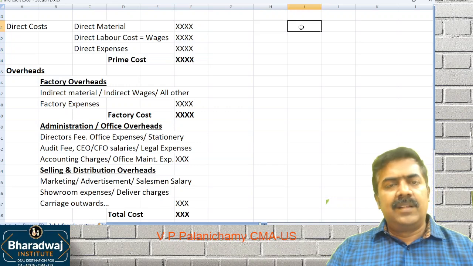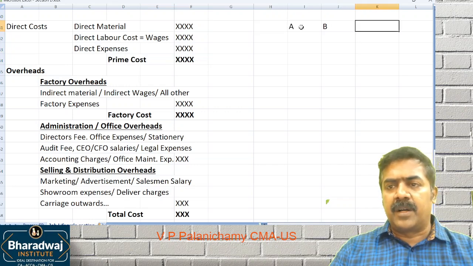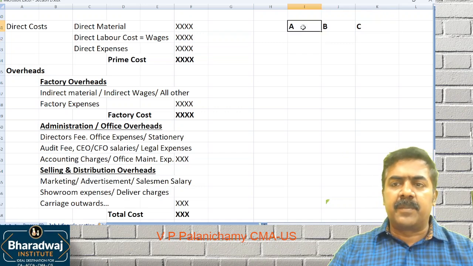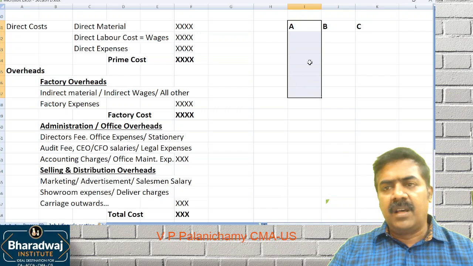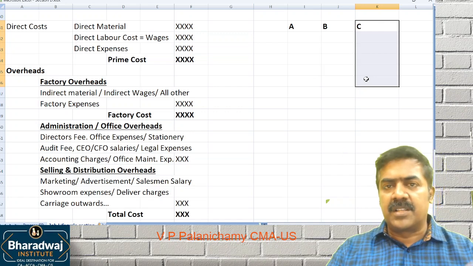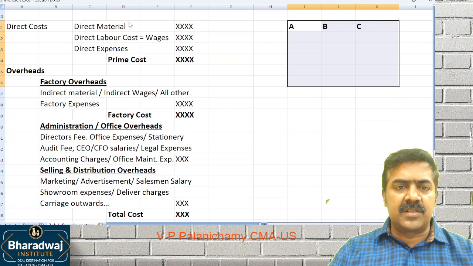For example, let's assume a college is running with three departments: Department A, Department B, Department C. What is Department A? Which may be a commerce department. B may be a computer science department. C may be like a humanities department or social science department or history department, like that. A college is run with three departments.